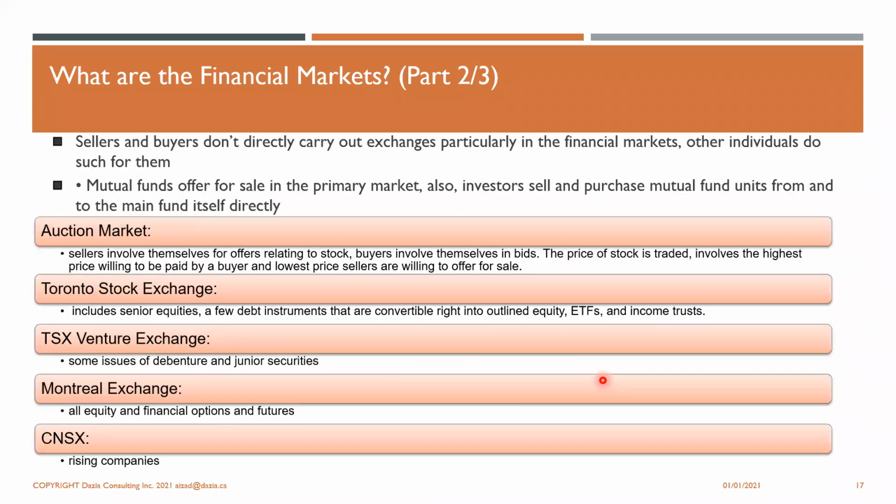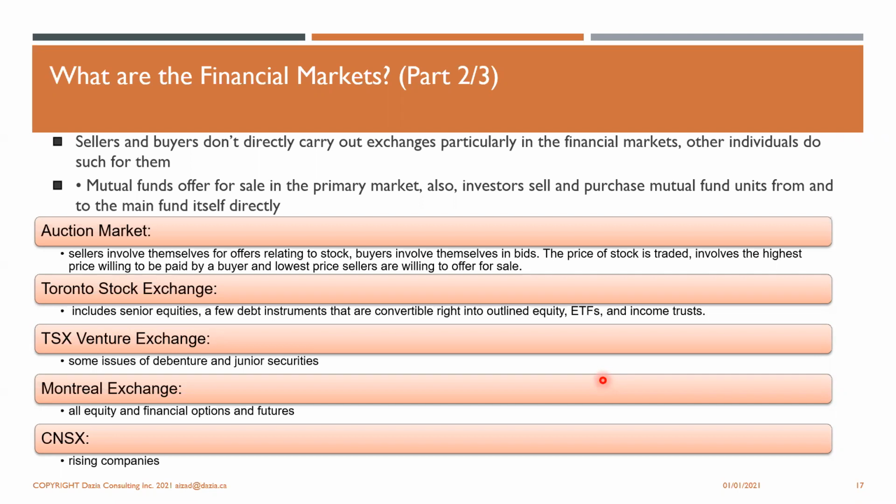Sellers and buyers don't directly carry out exchanges, particularly in the financial markets. Other individuals do such for them. So mutual funds are offered for sale in the primary market. You buy mutual funds from the banks, right, mainly, or the investment companies, but the stocks are issued in the auction market, and the auction markets are the stock exchanges.